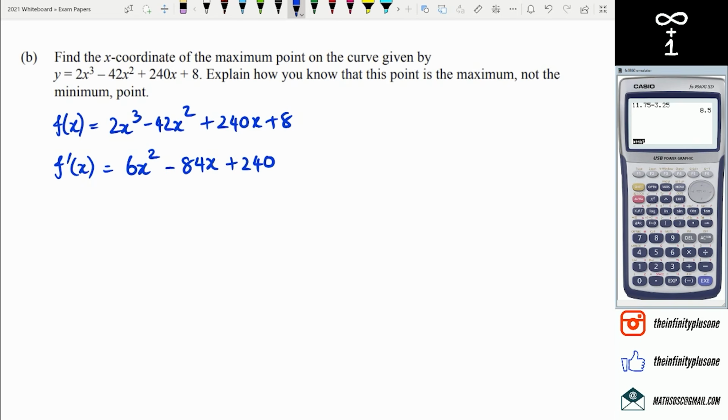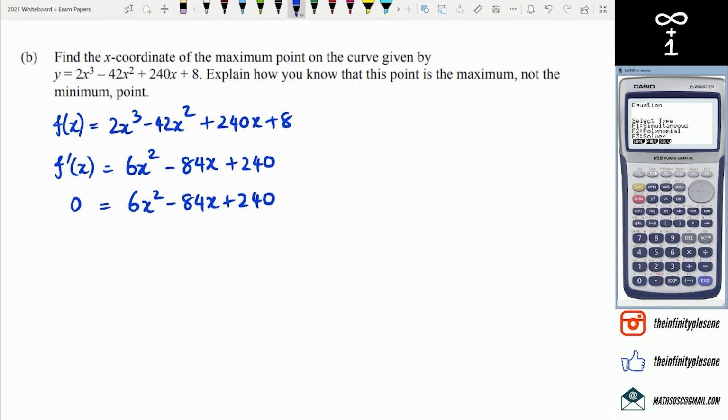Now it's saying that I have to figure out what the coordinate for the maximum point is. So first I need to put this equal to 0 and solve it. So I'm going to put 6x squared minus 84x plus 240 equal to 0. And again, when you have the graphics calculator, I'm not going to sit there trying to do the quadratic formula or simplify. Just go straight into the graphics calculator, guys. Don't waste time with these things.